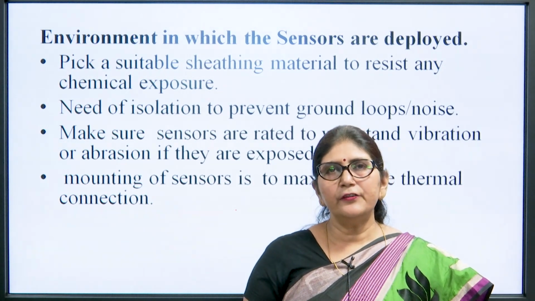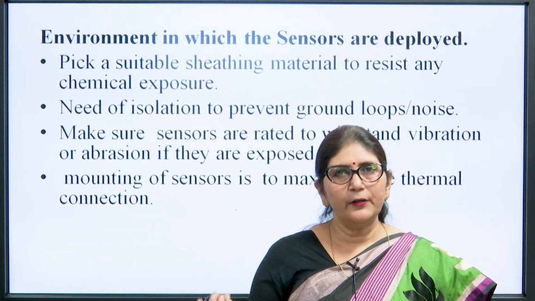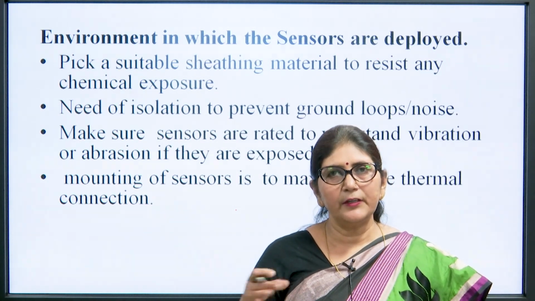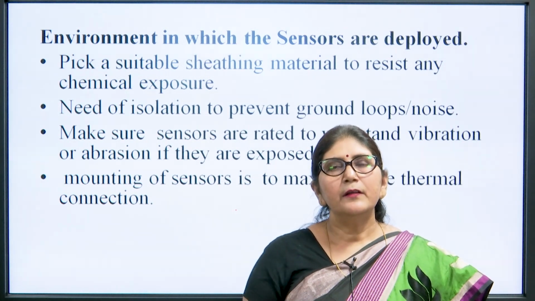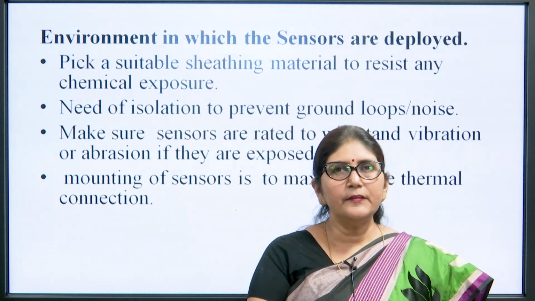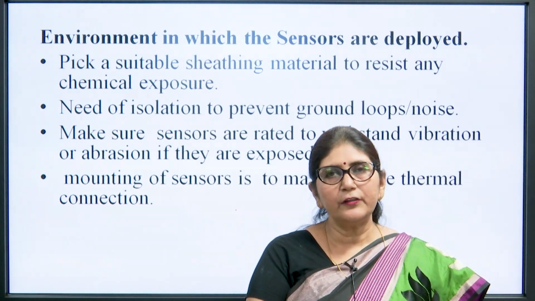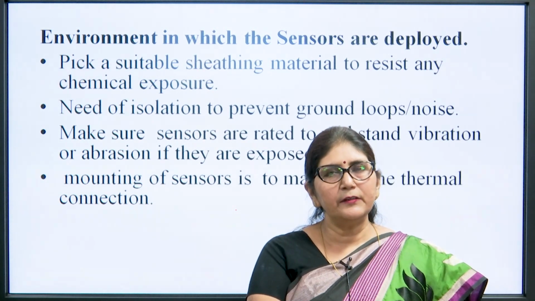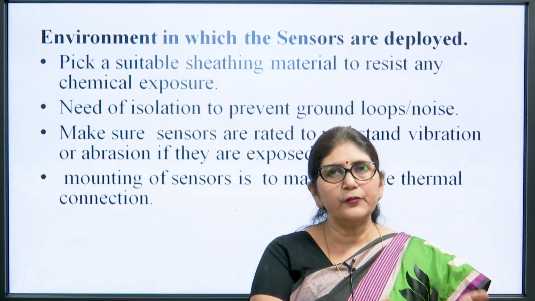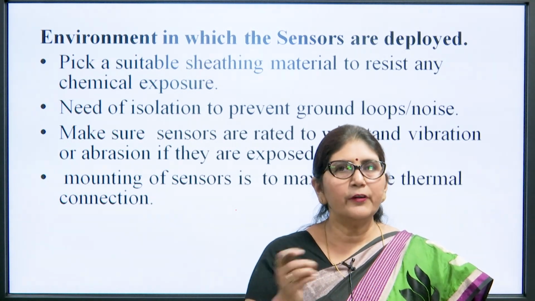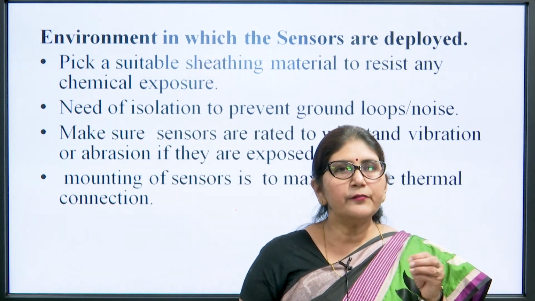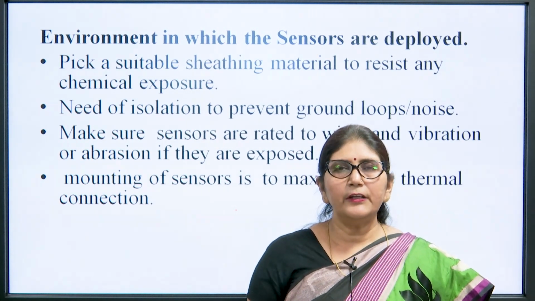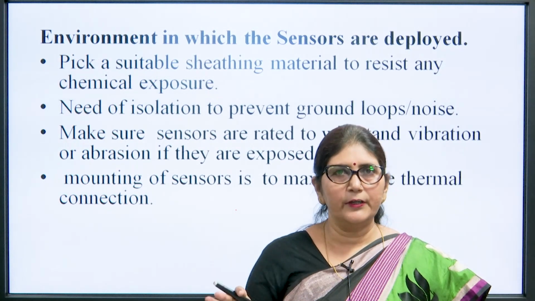Then there is the need of isolation to prevent ground loop and noise. We have to prevent our sensor from noise generation. If there is a noisy environment, and the sensor converts temperature into voltage but with some noise, and the variation of temperature to voltage is very low, then it is very difficult to segregate that signal from the noise signal. So, proper isolation from the noise is needed.